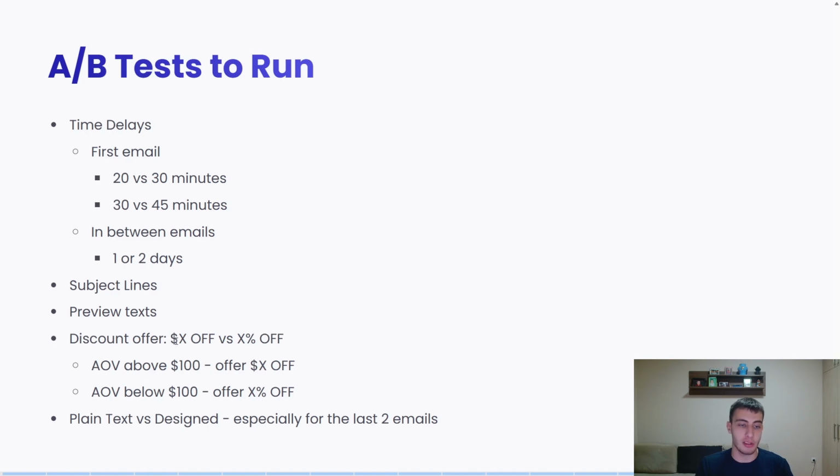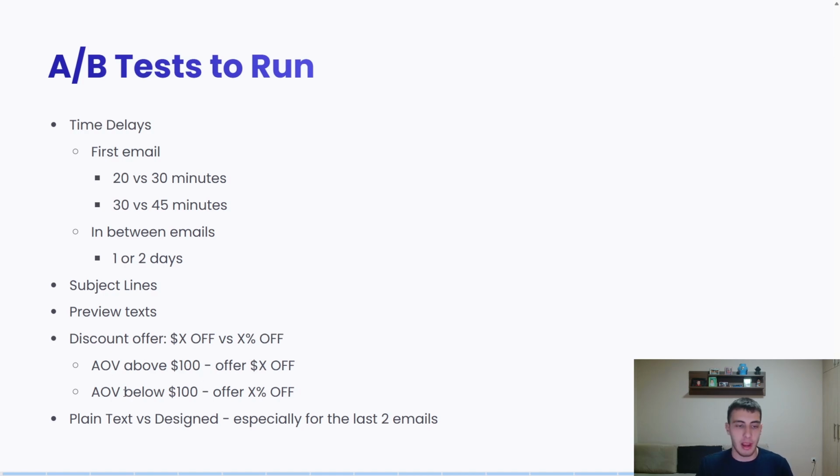Discount offer, so X dollars off versus X% off. So here's a pro tip. If your AOV is above $100, let's say $200, you probably want to give dollars off because let's say you give 15% off, and your AOV is $200. You give 15% off, or you can give $30 off. That's the same thing basically, but $30 off seems way more valuable than 15% off because 30 is bigger than 15, it's a larger number. So it just seems more valuable, even though it doesn't make sense because it's the same thing. So this is a pro tip. You'll probably want to test this out, but you'll see that this rule most likely applies to your brand.